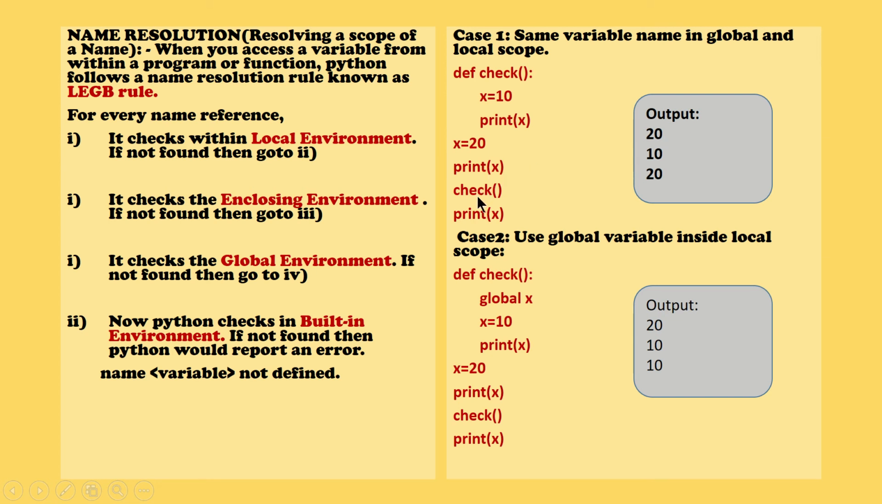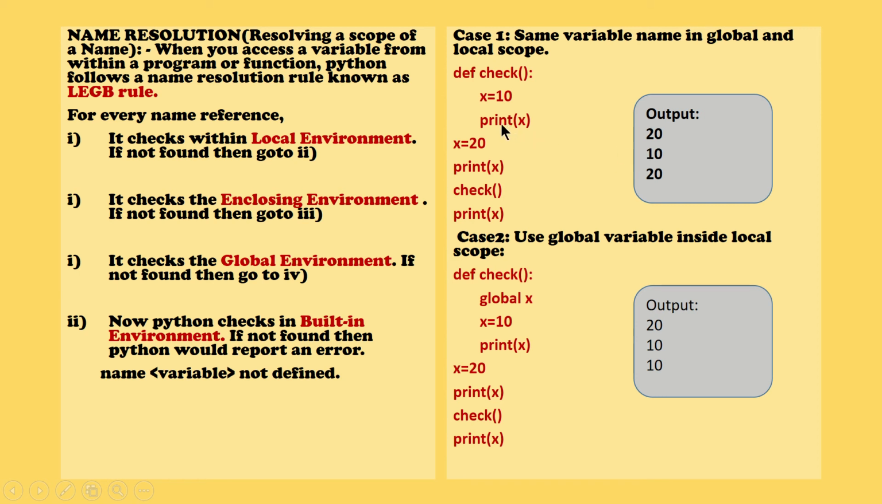After that you are calling the function. When you call the function, the control will be transferred to def check, and the header is executed. Now x is equal to 10. Here I have a variable with the same name, and I am initializing the value to 10. First it will check in the local scope. In the local scope, what is the value of x? It is 10. So when you give print x, the value of x in the local scope is 10, and that will be printed.